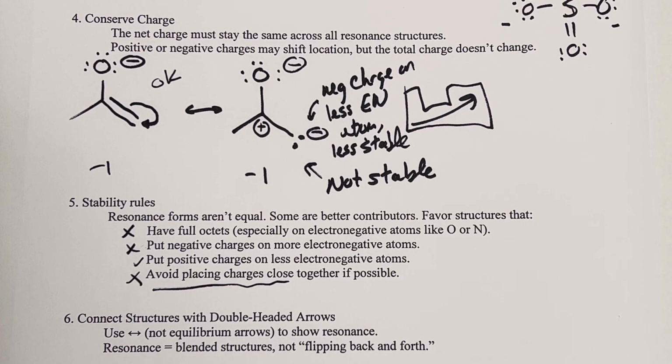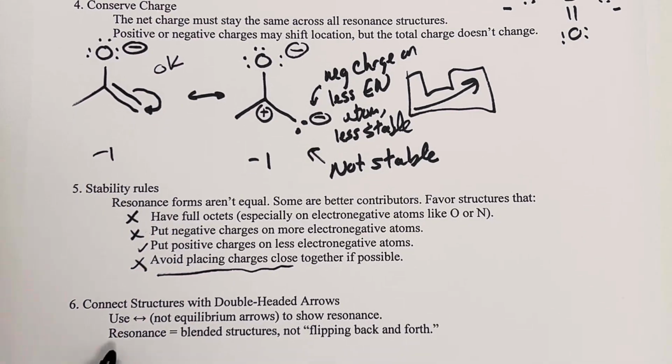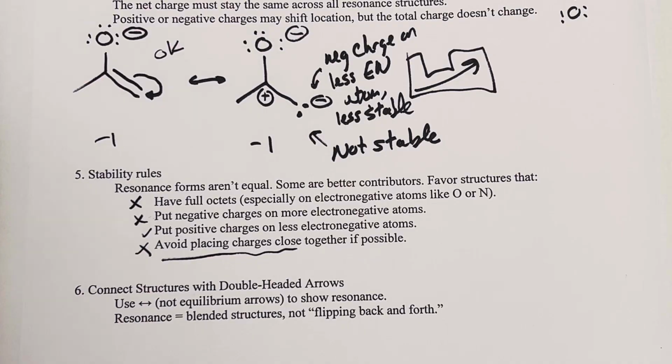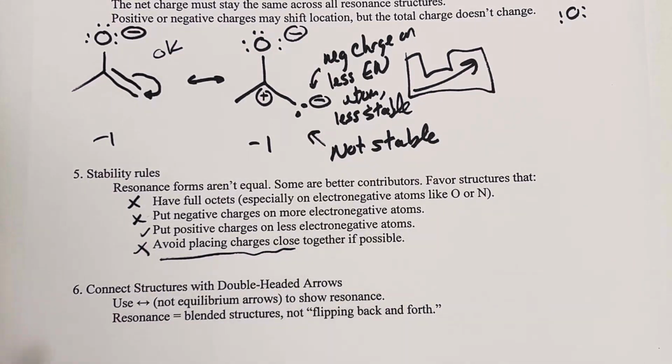Connect structures with double-headed arrows. And again, resonance is a blending of structures. It's not going back and forth. It's not an equilibrium.